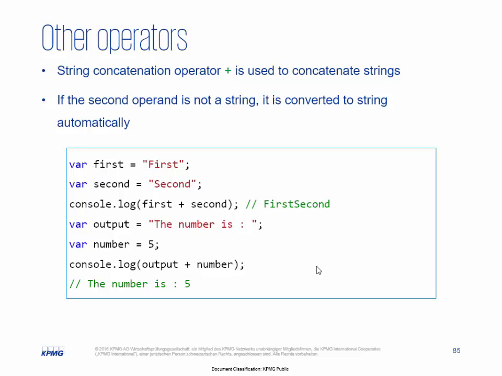Other operators, like we saw earlier, you can use the plus operator to concatenate strings. And if one of them is not a string, it will be converted to a string. We also saw this happening. So for example, now we have a string output here, the number is this, and we put a number, which is 5. We concatenate them, and we'll get a string which contains the whole text, including the number inside it.